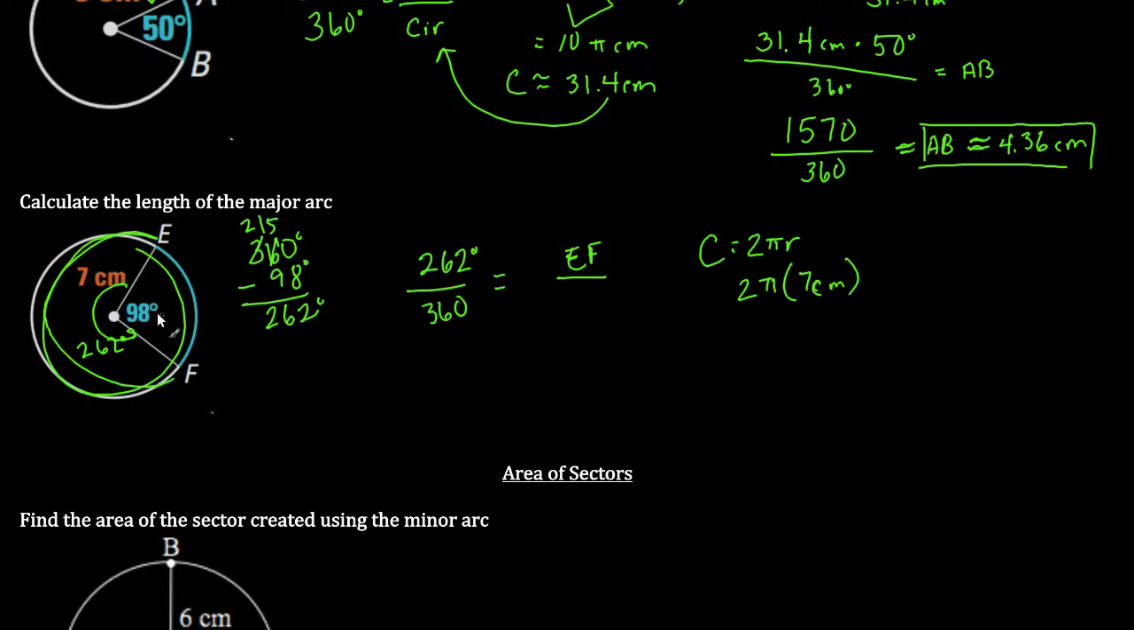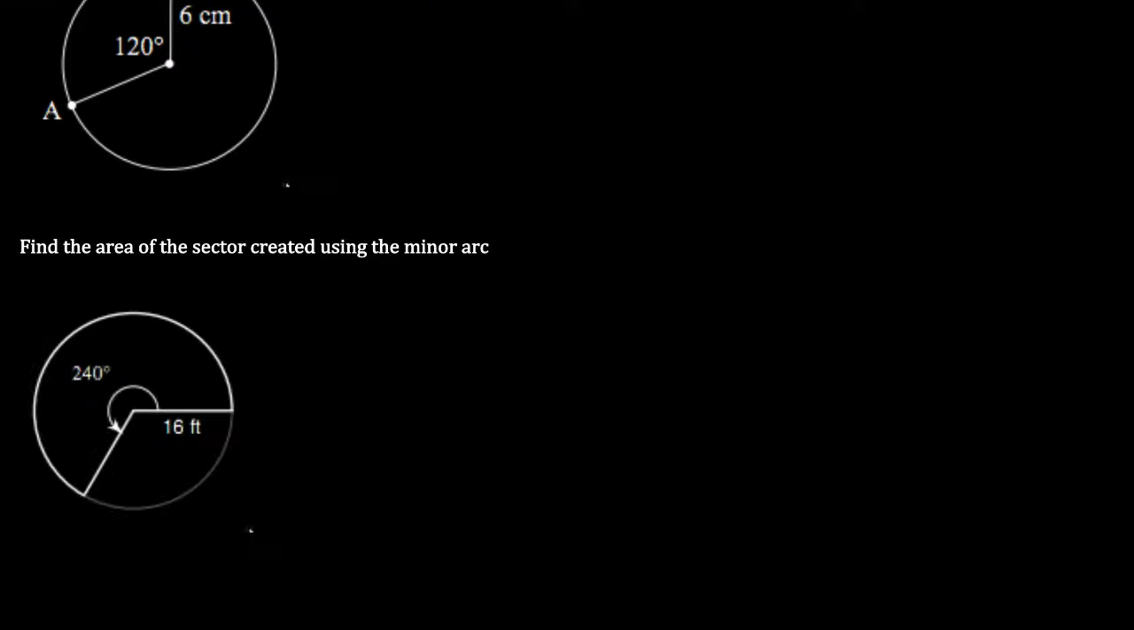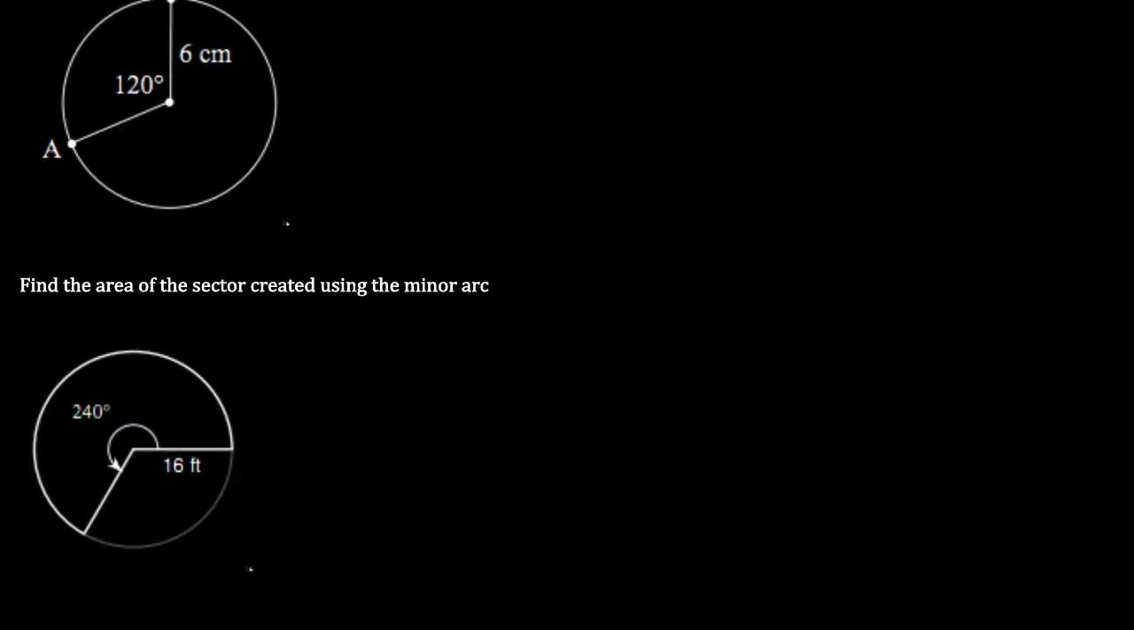I just wanted you to make sure that sometimes it'll ask you for the minor arc, which in this case would be 98 degrees. And so it's asking for this length. And then sometimes it's asking for the major arc, which is this one right here, which would not be the 98 degrees. You would have to subtract to get that one. So, for sake of time, let's keep going.